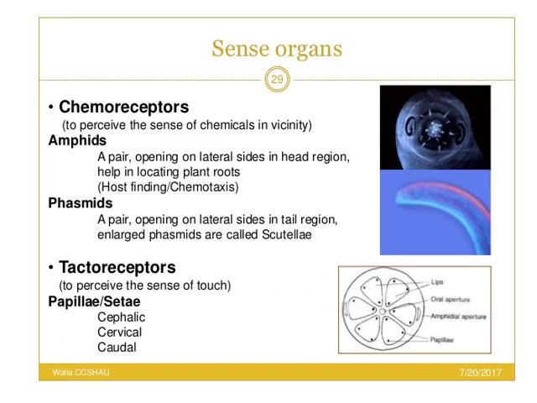Here you can see sense organs. So chemoreceptors perceive the sense of chemicals in the vicinity. Amphids, a pair opening on lateral sides in the head region, help in locating plant roots. In case of plant parasites, host finding chemotaxis. And phasmids, a pair opening on lateral sides in the tail region. In some, phasmids are called scutellae.